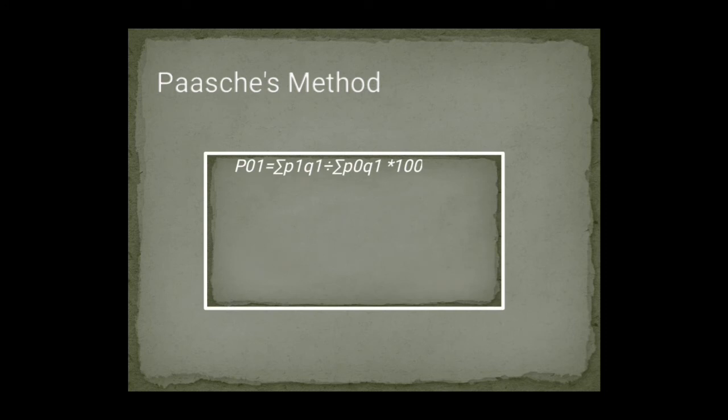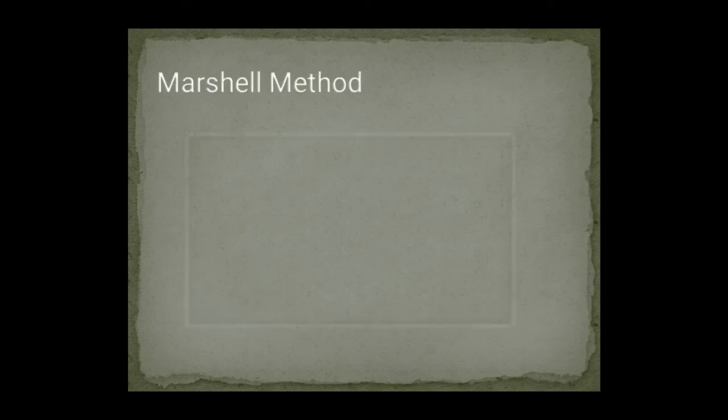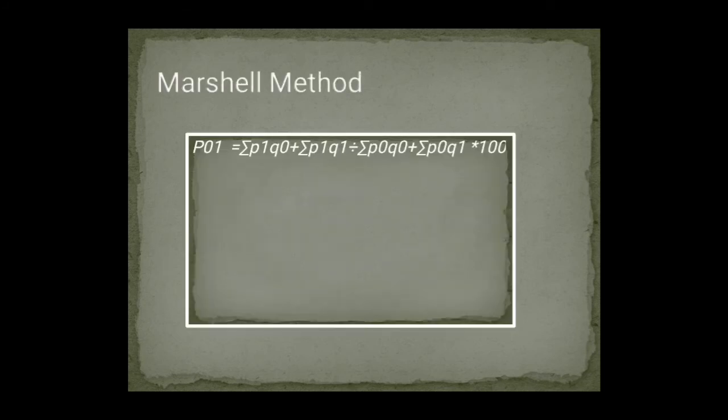Next, Pasteur's method. So price index is equal to sigma P1 Q1 divided by sigma P0 Q1 into 100. So we got sigma P1 Q1 as 530 in the table and sigma P0 Q1 is 470. We have to divide it, that is 530 divided by 470 and multiply it with 100. So what is the division? 530 divided by 470, we get 1.127 and we have to multiply it with 100. We get 112.7.